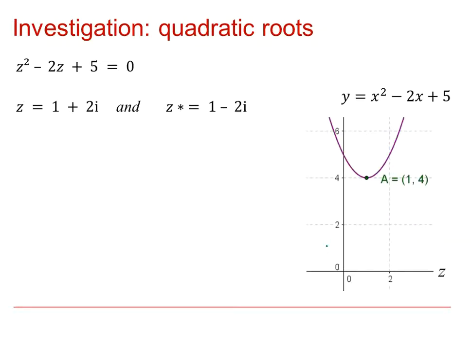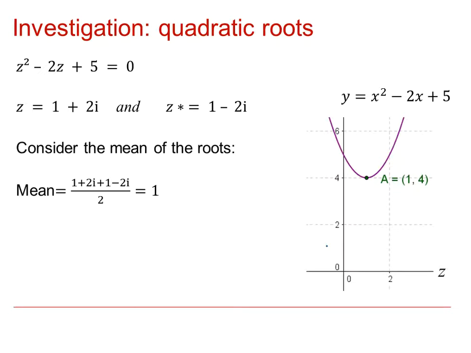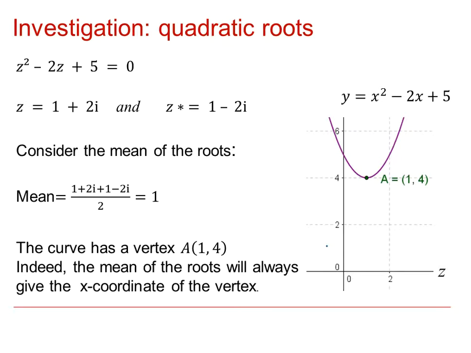If we now look at the quadratic in a bit more detail, if we look at the graph on the right, we can see clearly that it has a vertex at A, which is the point 1, 4. If we consider the mean of z and z star, we get 1. So the curve has a vertex at the point 1, 4. So we can conclude that the mean of the roots will always give the x-coordinate of the vertex, regardless of whether the roots are real, repeated, or, in this case, complex.